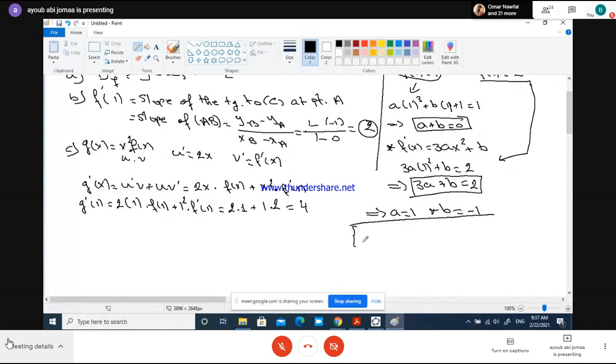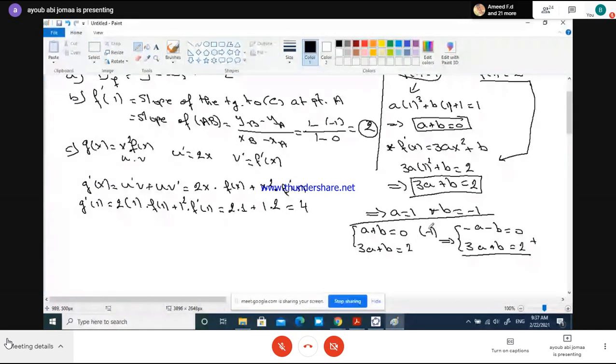You have the following system: a plus b equals 0, and 3a plus b is equal to 2. Multiply here by -1, then you will get -a minus b equals 0, and here 3a plus b equal to 2. Add them. When you have to eliminate, we must have opposite coefficients: 5 and -5, 2 and -2, because when you add they cancel out each other. Here you already have the same coefficient, 1 and 1, so only multiply by -1.